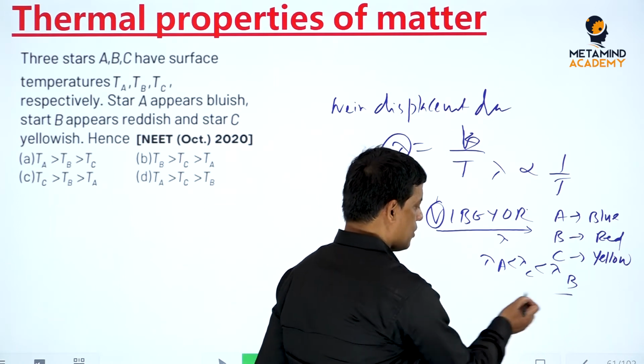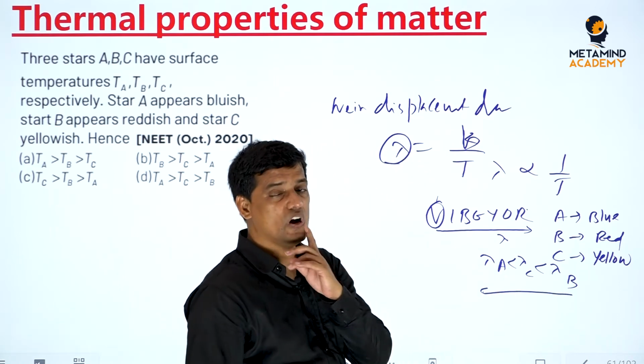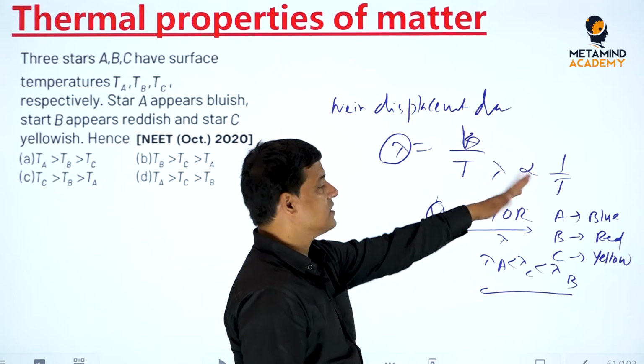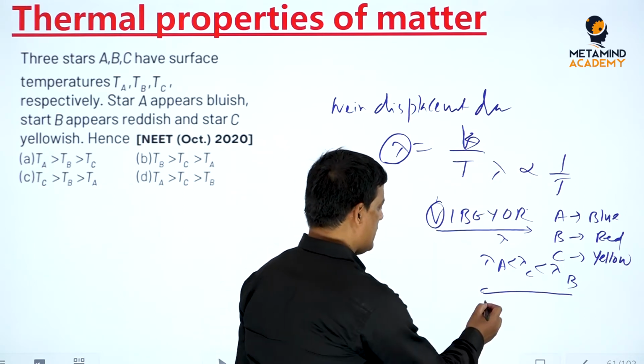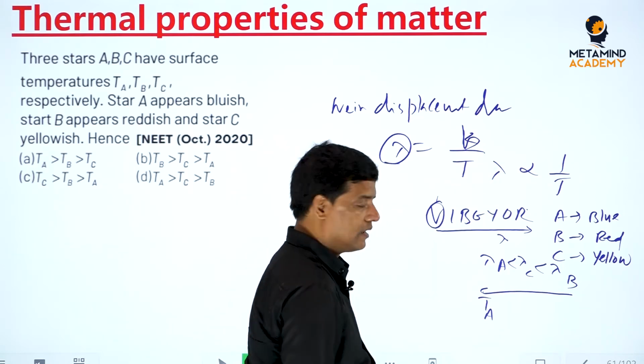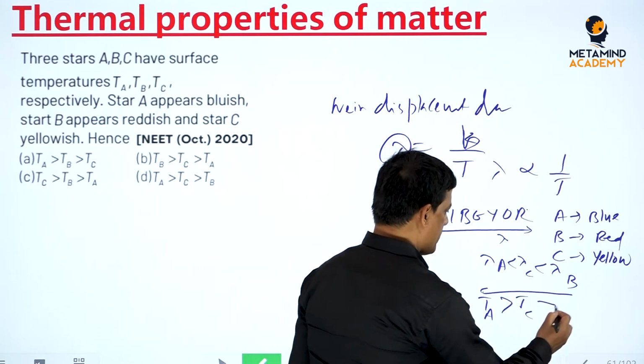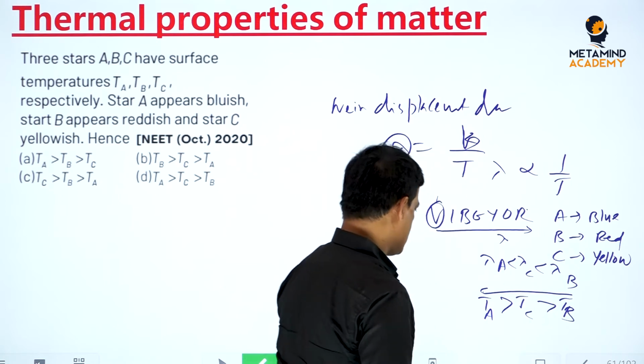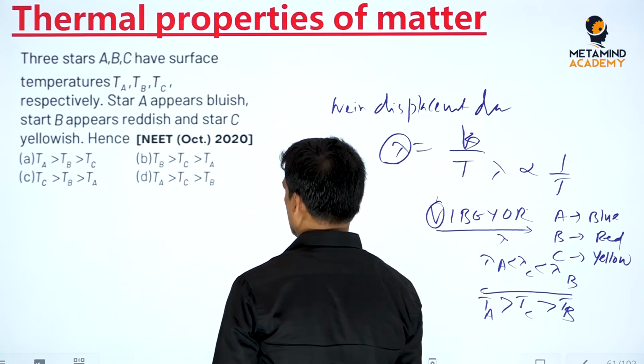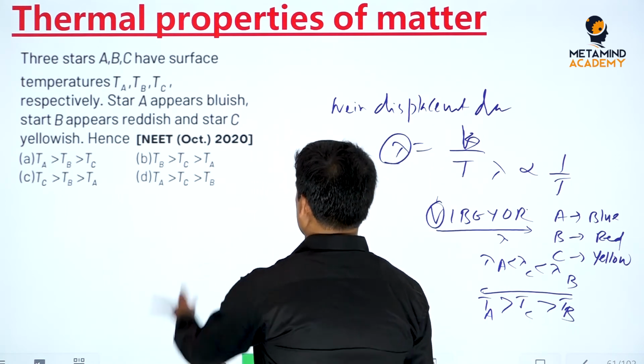So if this is the order of wavelength, temperature is the opposite of that. So you can say T of A will be greater than T of C, which will be greater than T of B. Let's see, do you have this? T of A, yes, here you have.